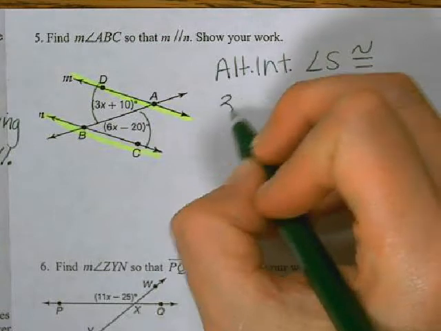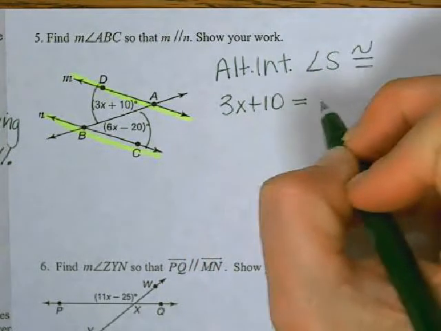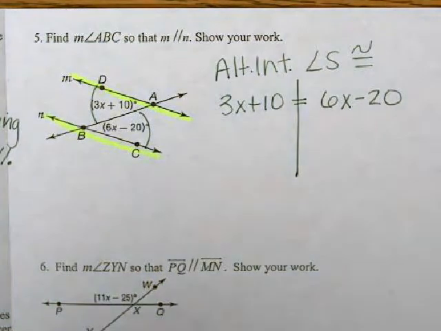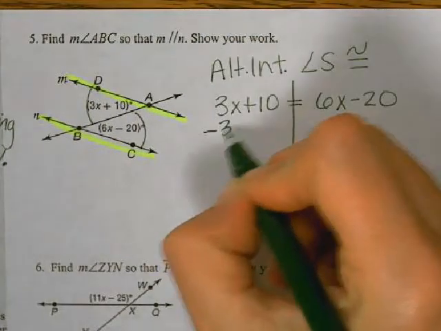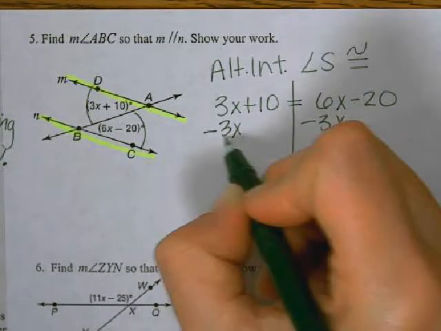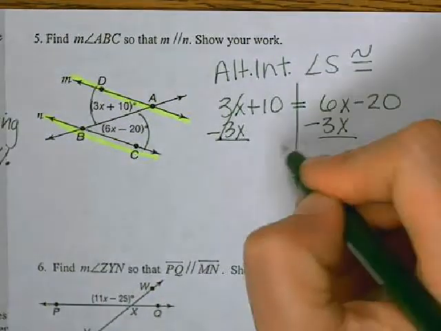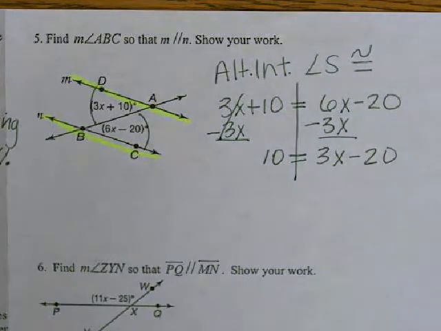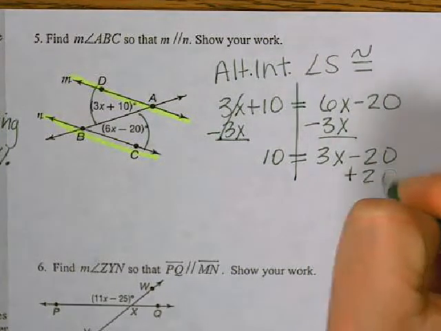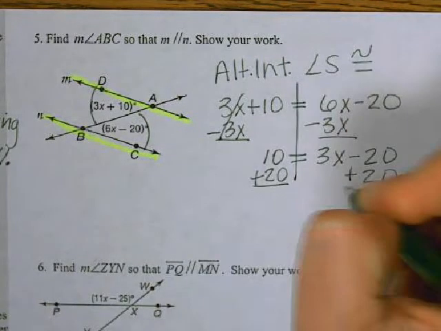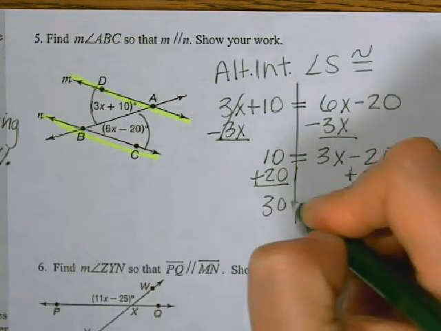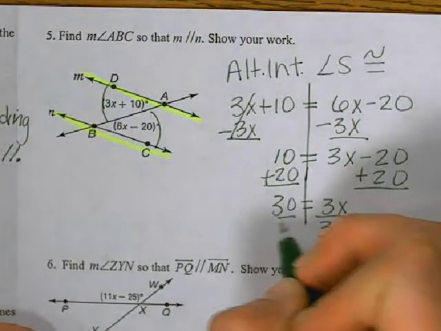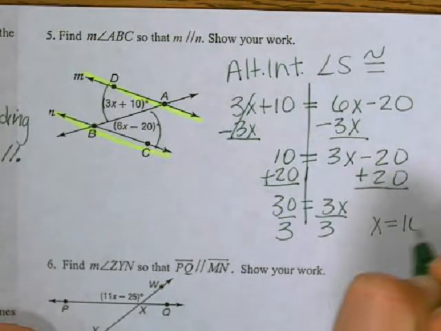So we're going to set 3x plus 10 equal to 6x minus 20, and then just solve that equation. So you subtract 3x from both sides, and you get 10 equals 3x minus 20. Then you add 20 to both sides, and you get 30 is equal to 3x, and then you divide by 3, and you get x equals 10.